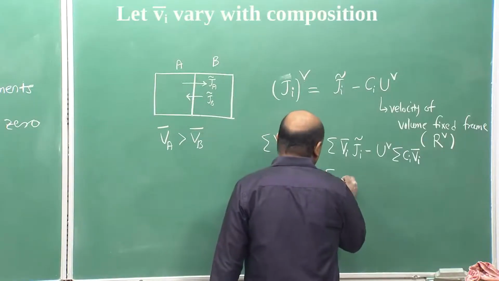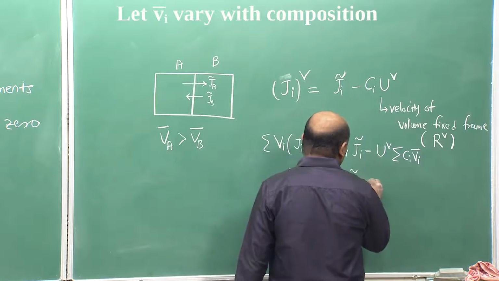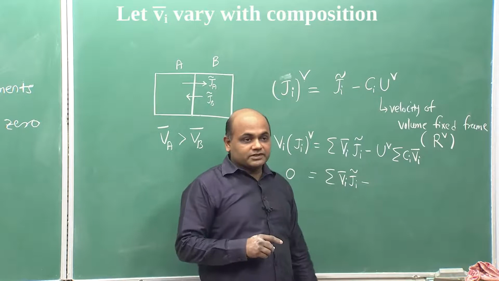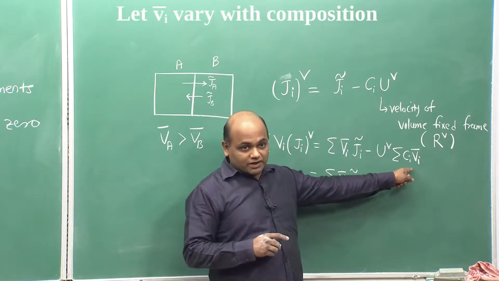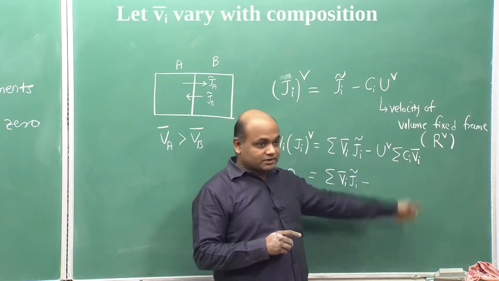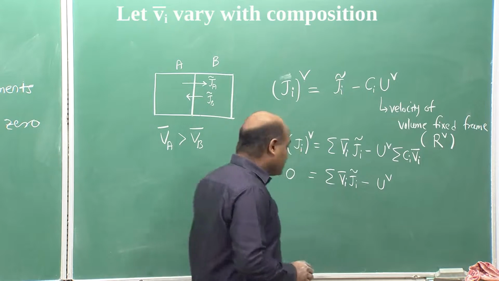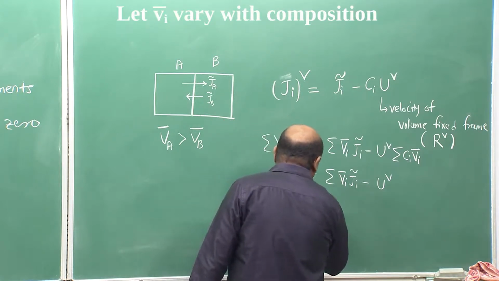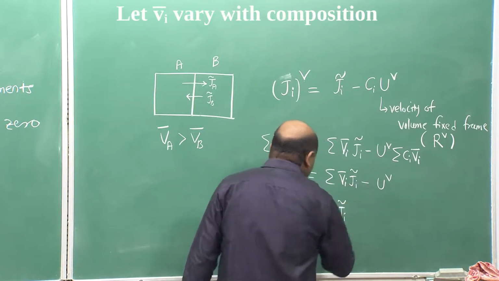So, we get sigma V I bar J I tilde minus, and sigma C I V I bar we have seen what is it? C I V I bar is basically the volume fraction, the summation of volume fractions is 1 minus u v. So, u v is equal to sigma V I bar J I tilde.